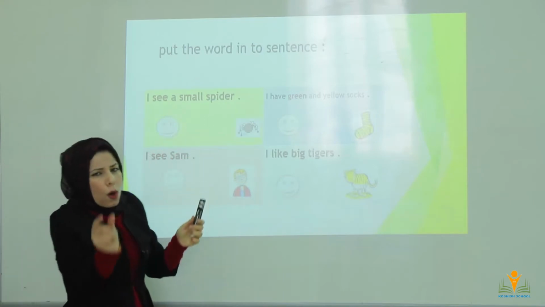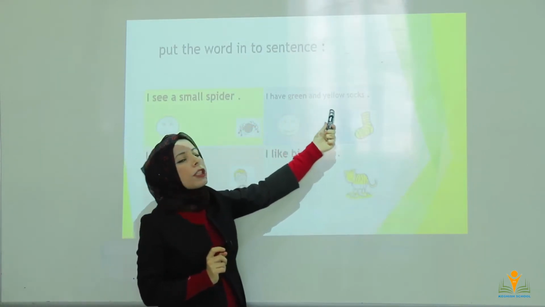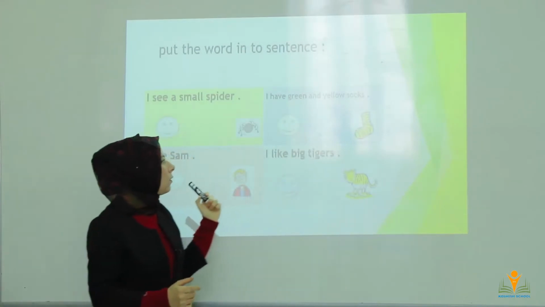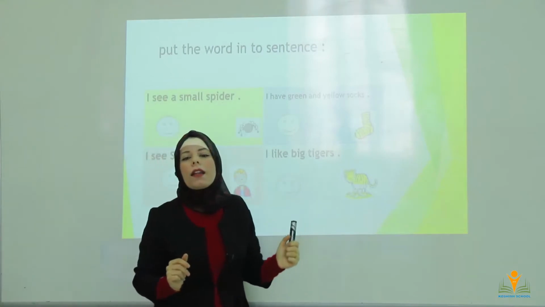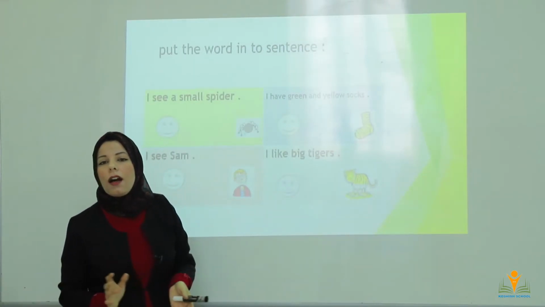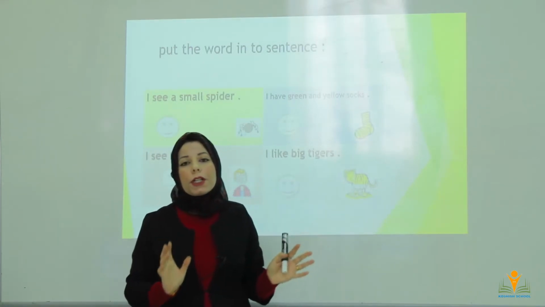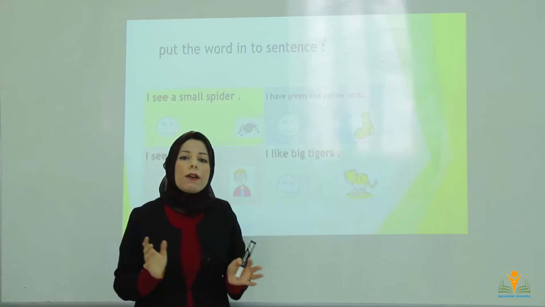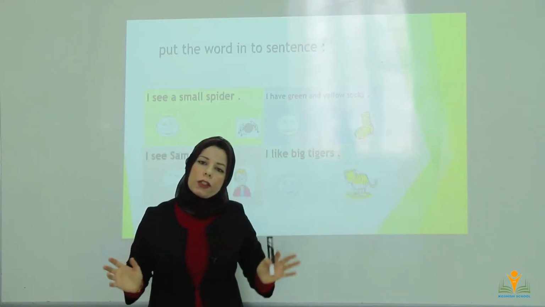Okay guys, now let's put these words into sentences. I see a small spider. I have green and yellow socks. I see Sam. I like big tigers. Okay guys, now we have talked about the words and the sentences. Now I prepared worksheets for you. You have to do them, and when we come back to school, I will check them, okay?